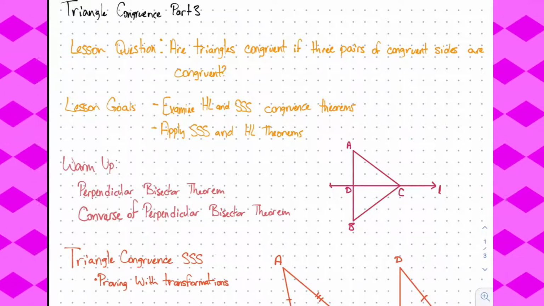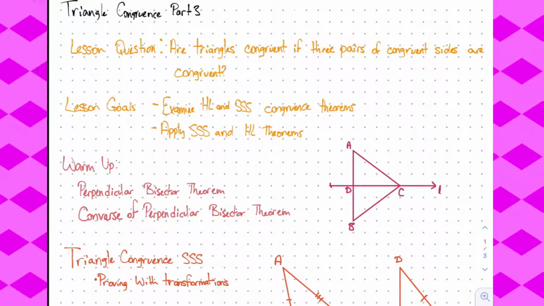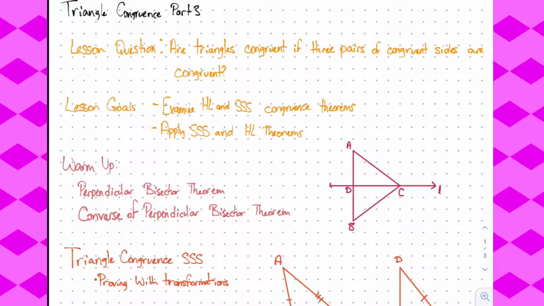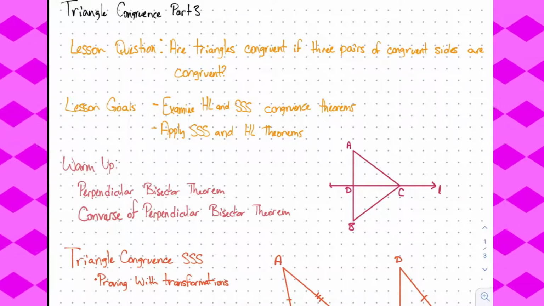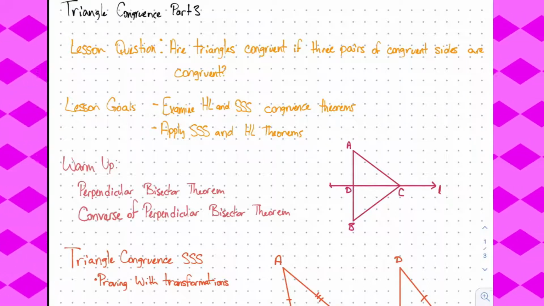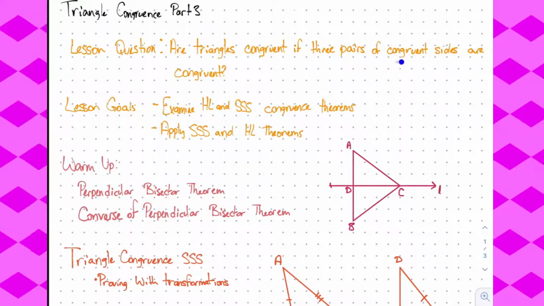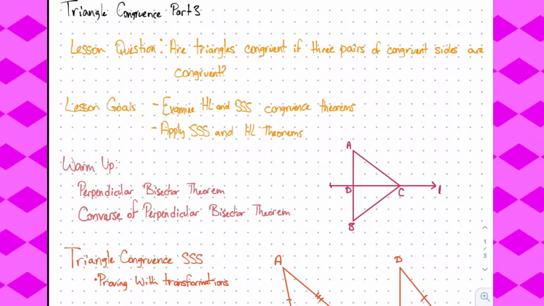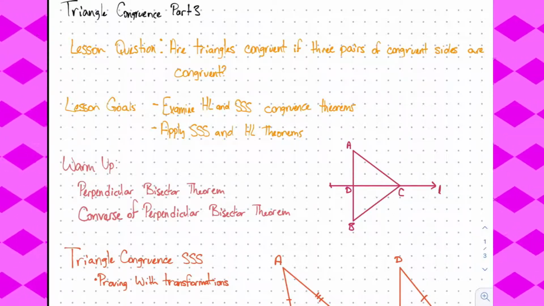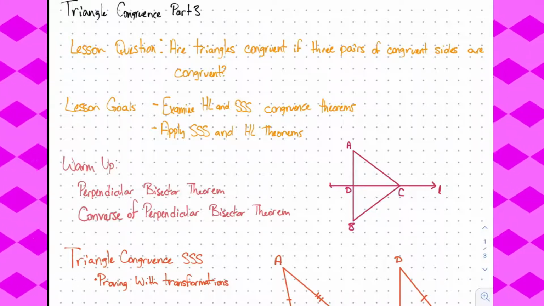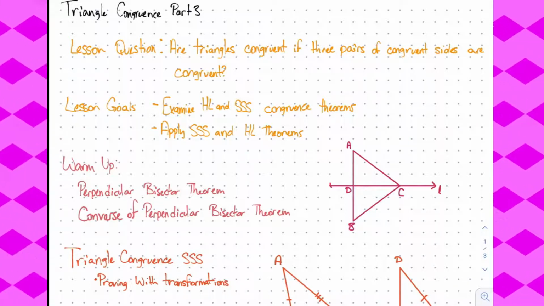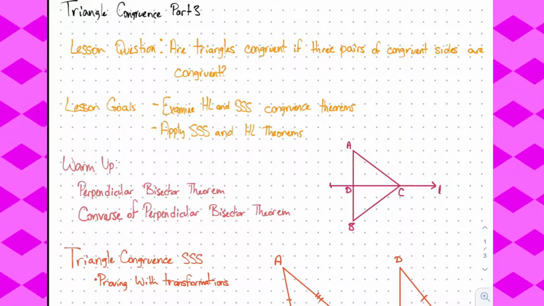So our lesson question for today is, are two triangles congruent if all 3 pairs of sides are congruent? That's what we're going to try to examine. We want to know if 3 pairs of congruent sides is enough to show two triangles are congruent. So we'll examine the hypotenuse leg and the side-side-side congruence theorems. And then we're also going to apply them to a couple of problems.